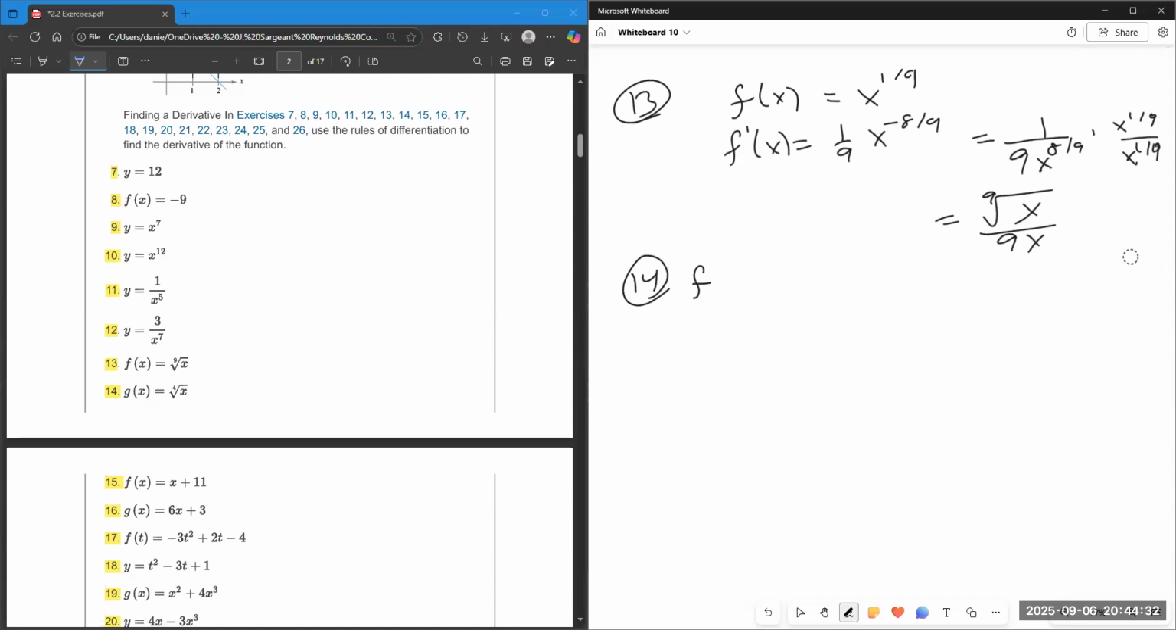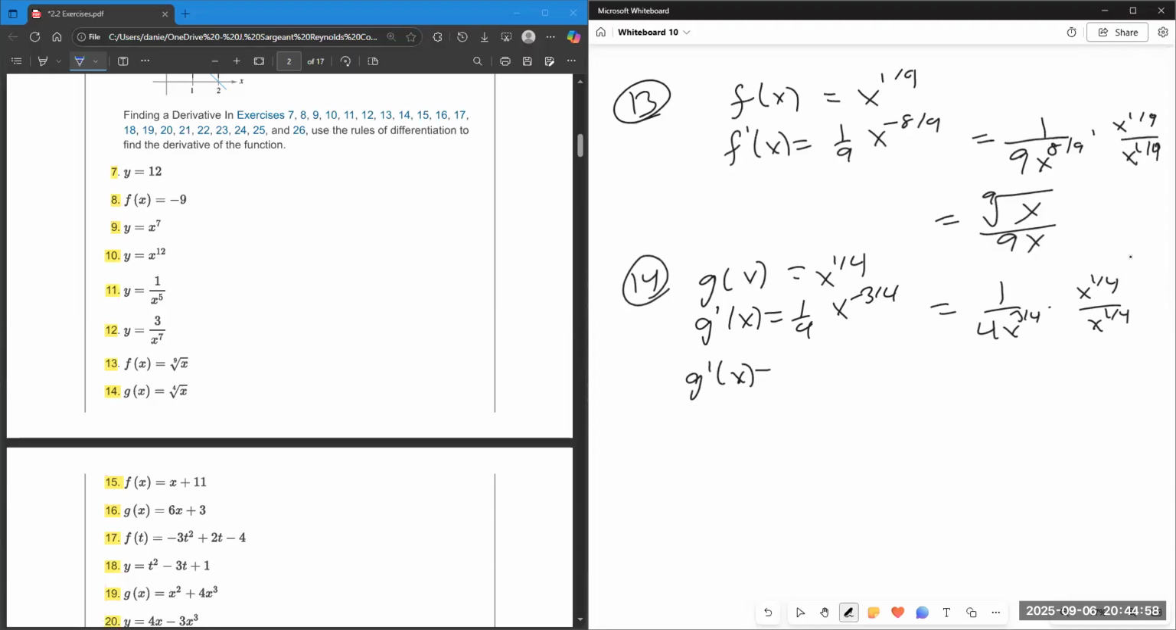14. g of x is x to the 1/4 power. g prime of x is 1/4 x to the negative 3/4 power, which is 1 over 4x to the 3/4, and let's rationalize that denominator. So g prime of x is the 4th root of x over 4x. Let's look now at number 15.